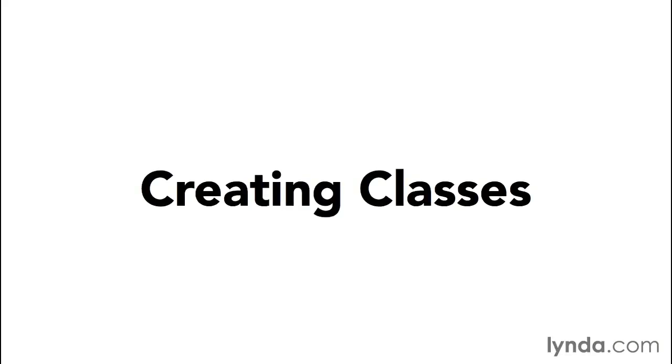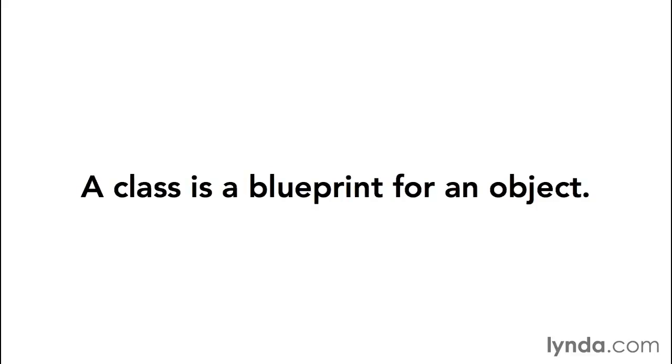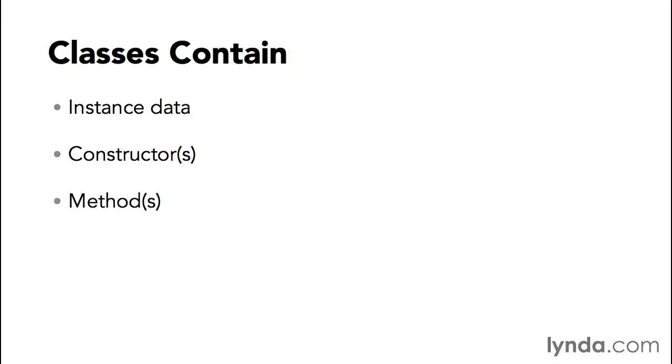Classes are a critical component of all object-oriented programming languages. The class is a blueprint for an object. Classes are used to represent the state and behavior of real-world objects, such as person, bank account, vehicle, etc. All classes contain instance data, constructors, which are special methods used to build an instance of our class, and methods, the blocks of code common to all objects of this class that represent the object's behavior.